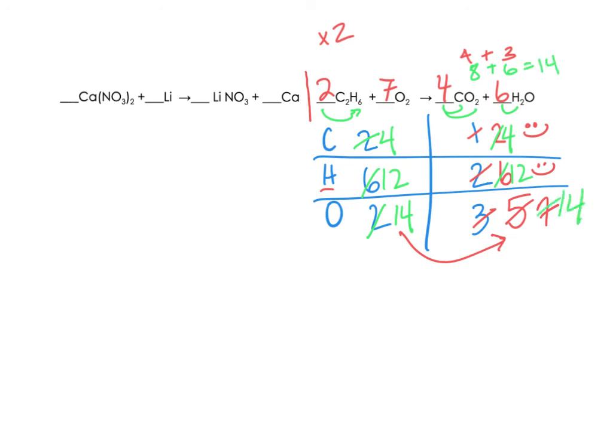So if you look at my green numbers, 4 and 4, 12 and 12, 14 and 14, everything is good. So the coefficients here, don't let that confuse you, are 2, 7, 4, and 6.